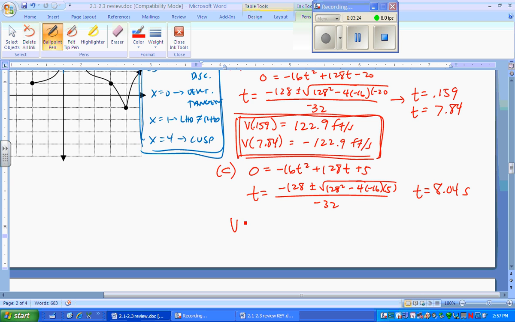We want to know the velocity after 8.04 seconds. And that should come out to negative 129.24 feet per second.